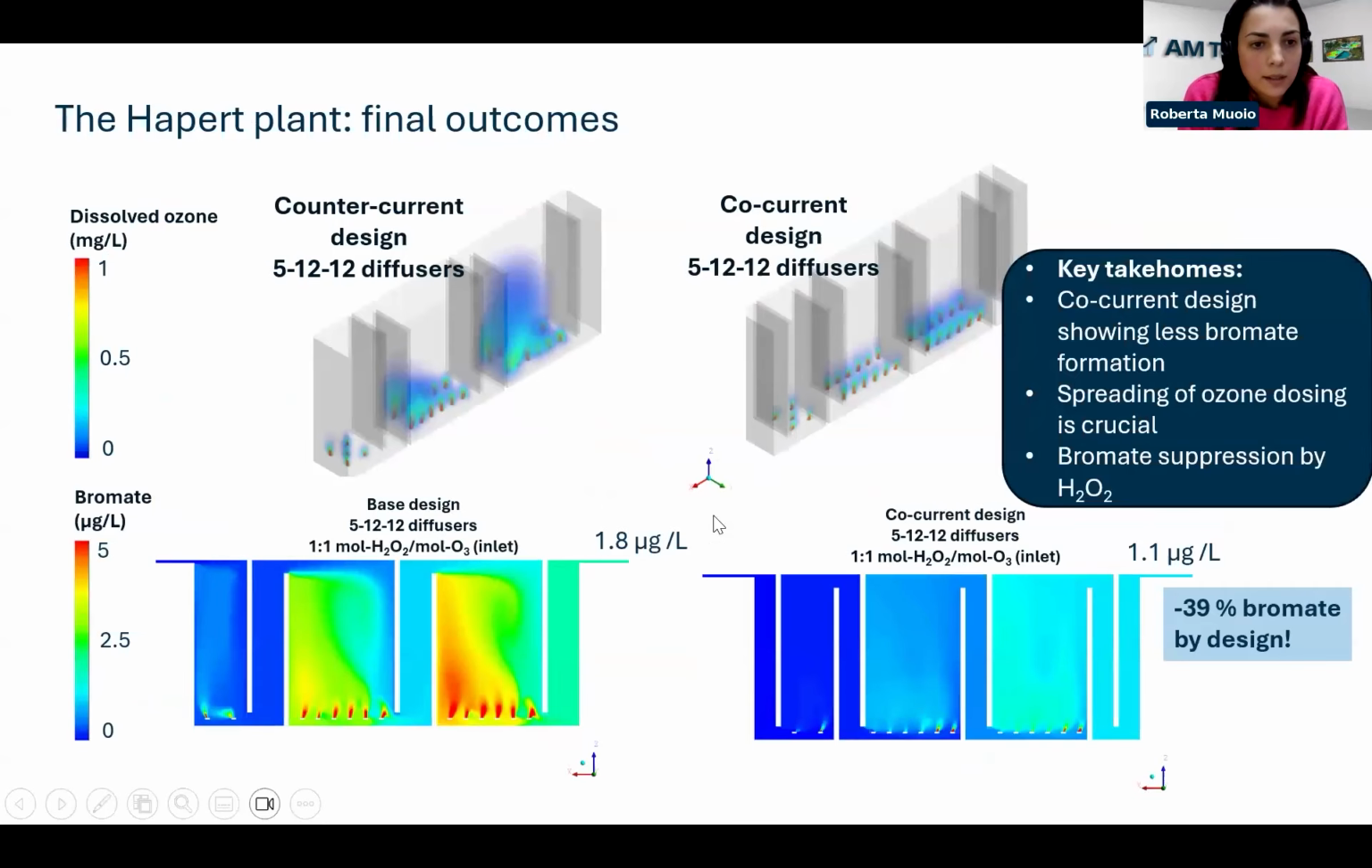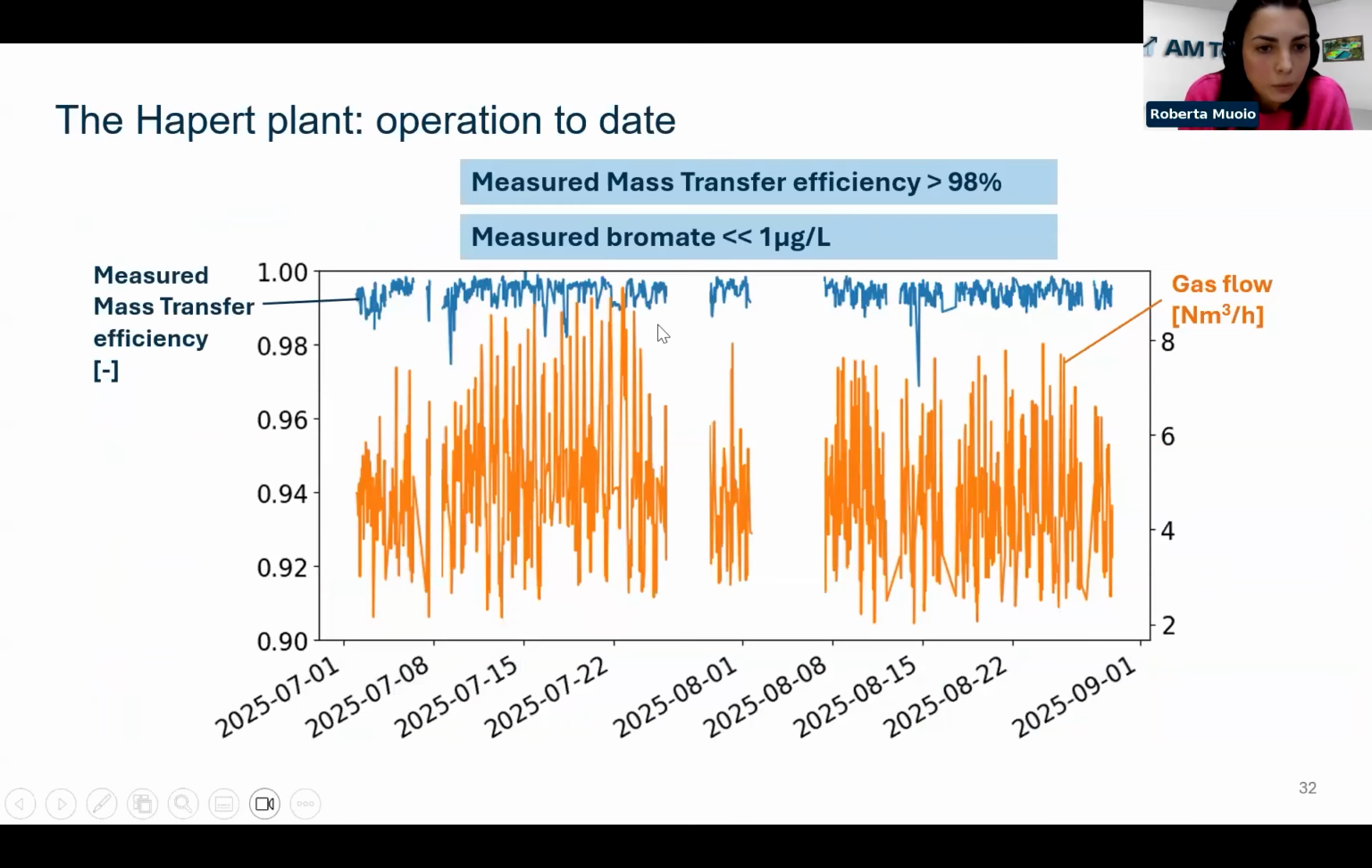While for the second case, the Hapert plant, there we also tested many different designs with the CFD AMOZONE, and in the end, the co-current design was selected as it offered a better ozone distribution in the reactor, and also lower bromate formation than the countercurrent option, with 39% less bromate. And this plant has been operational since early this year, since the beginning of 2025, and we are now collecting the data to build the online digital twin, which will run in parallel with the real installation.